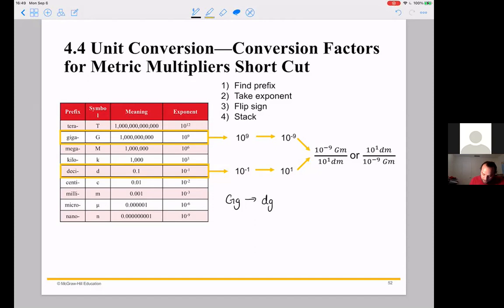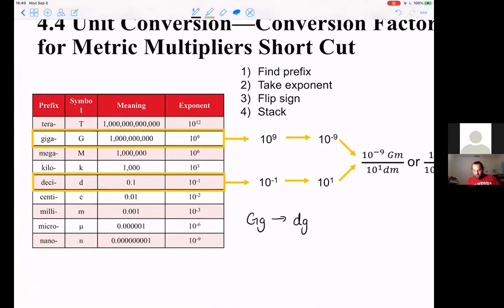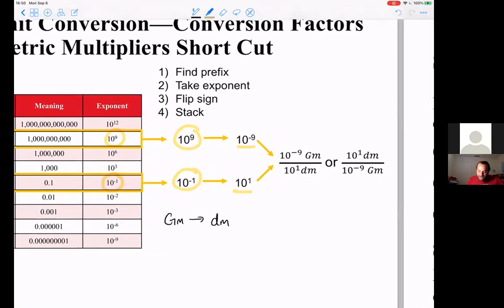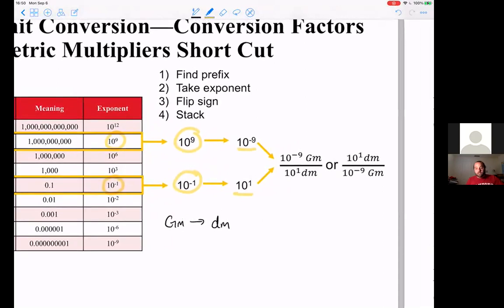First of all, what we're going to do is follow these 4 steps, these 4 instructions here. I guess I used meters, so I'll be consistent: gigameters and decimeters. First step is find your prefix. So giga, deci. I'm going to take the exponent. For giga, it's 10 to the 9. For deci, it's 10 to the negative 1. And then I'm going to flip the sign of the exponent. So this will become 10 to the negative 9, and this would become 10 to the positive 1. Then I can stack them, and that will be my conversion factor.